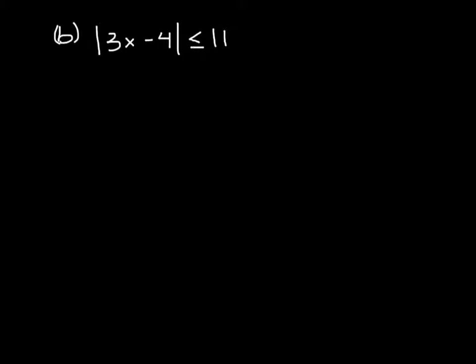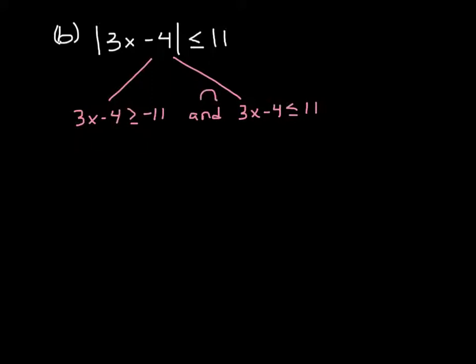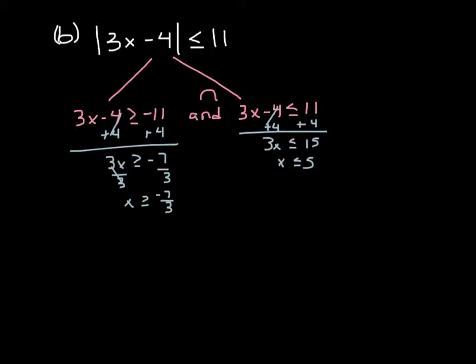Example B is the absolute value of 3x minus 4 is less than or equal to 11. So we'll write this as 3x minus 4 is greater than or equal to negative 11, and 3x minus 4 is less than or equal to 11. And it's an AND question, which is the intersection. Solving for x gives me x is greater than or equal to negative 7/3, and x is less than or equal to 5.